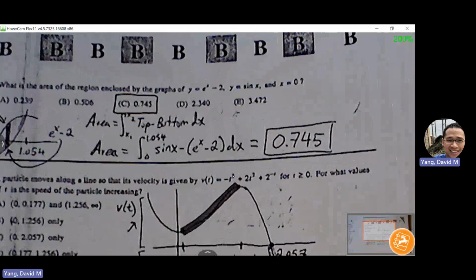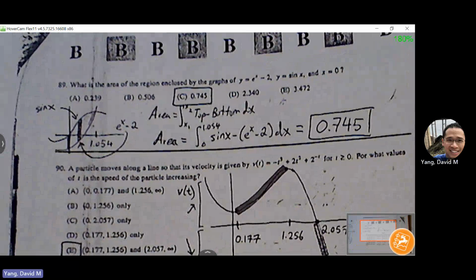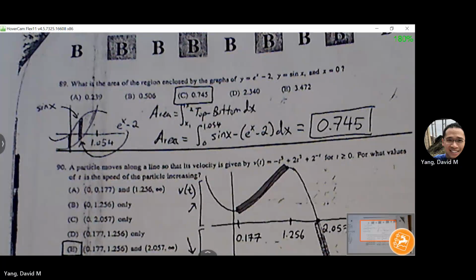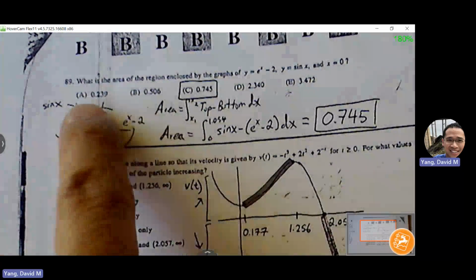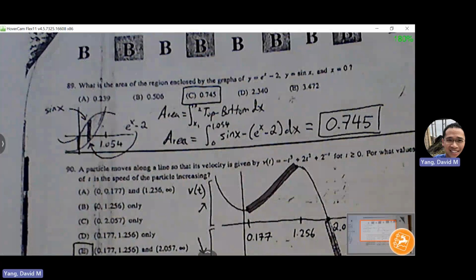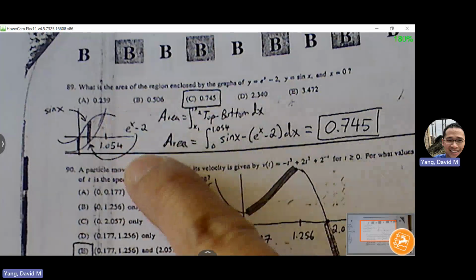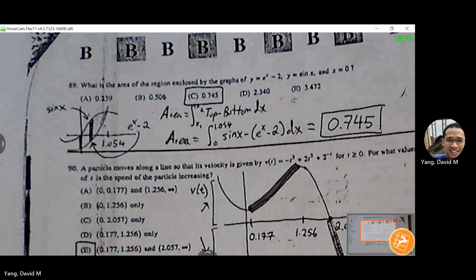Okay. 89, if we know the formula, then it's easy to set this up. Area is top minus bottom. With a calculator, the top graph is sine x. The bottom graph is e to the x minus 2. We just do top minus bottom from 0 to 1.054. So yeah, we do have to set the equations equal to each other, find that intersection, which is 1.054, and then set that up as the upper bound.